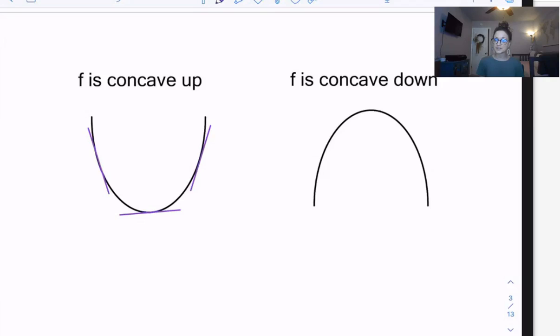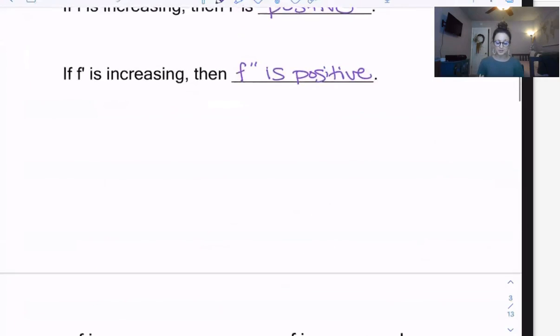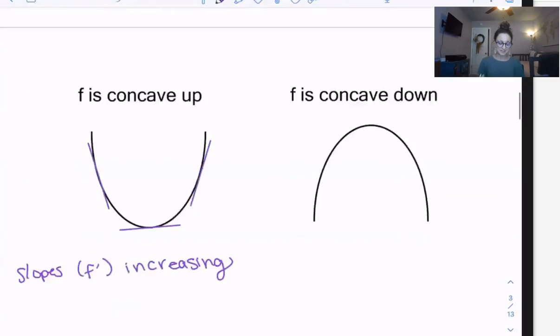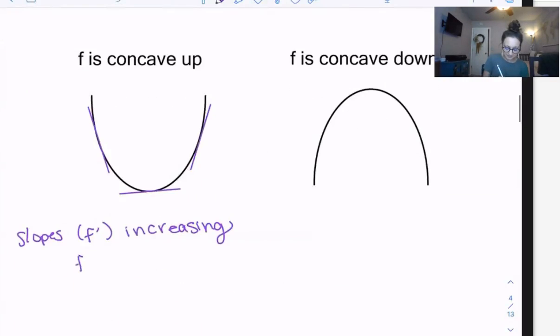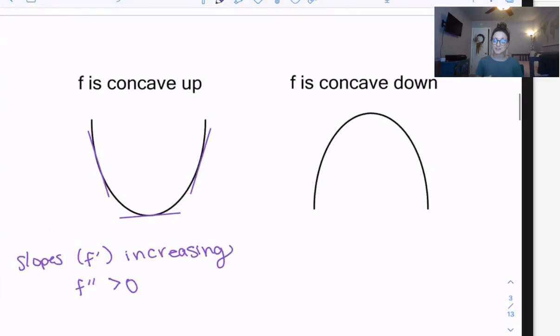So are my slopes getting bigger or smaller here? My slopes are getting bigger, right? And again, what do I tie to the slope? The first derivative. So for slopes, I'm going to put f prime increasing. Now from that previous slide, we said that if f prime is increasing, that is equivalent to saying that f double prime is positive, right? So I'm going to put greater than zero there. So now let's look at the converse.